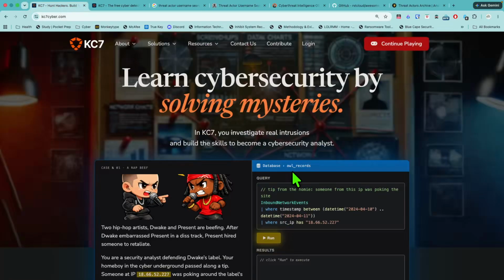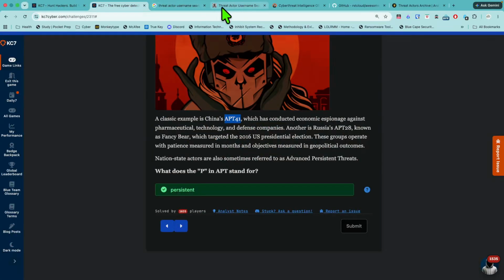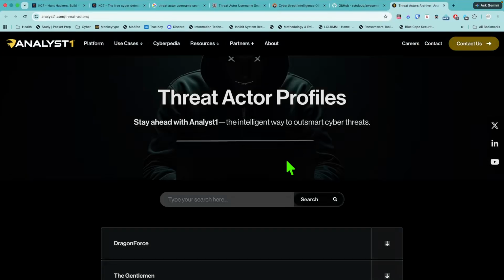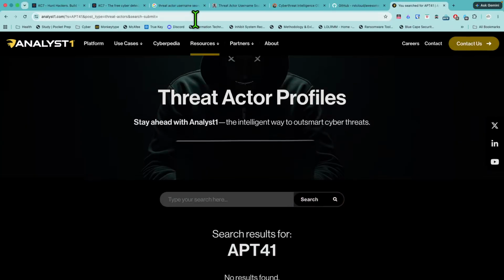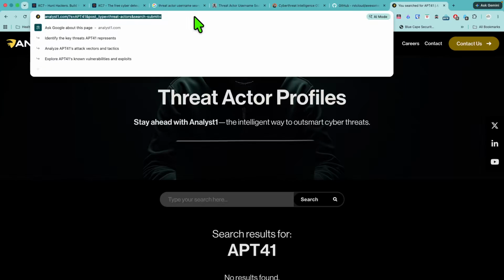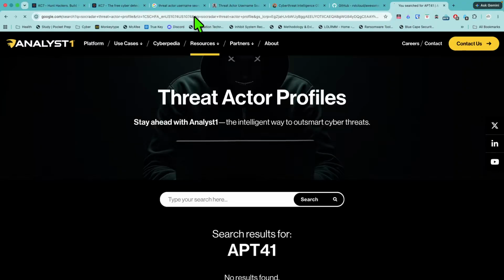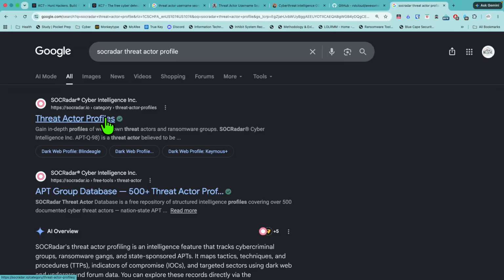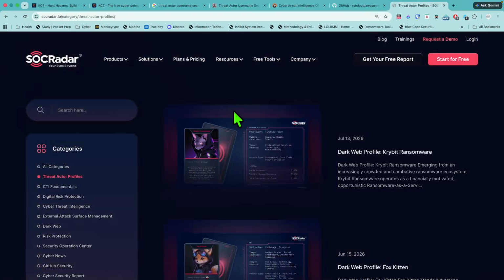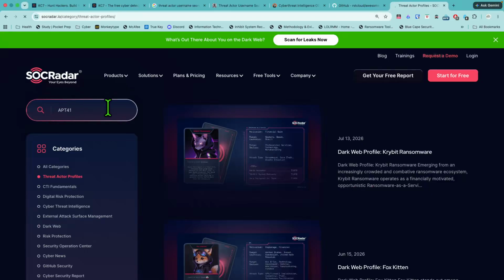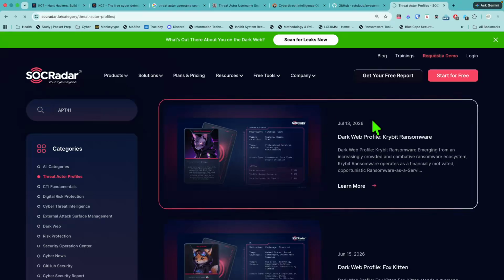Let me find the right page. Software, actor search. We're at threat actors and ransomware groups. And if I search here, APT41. I'll give it time to do the searching.